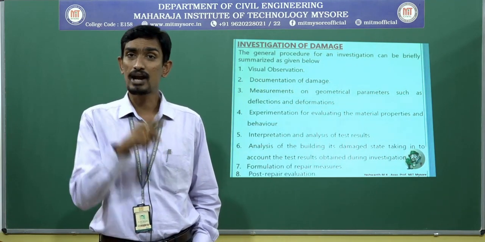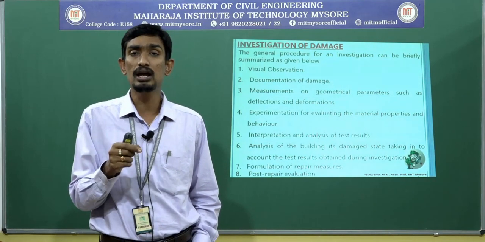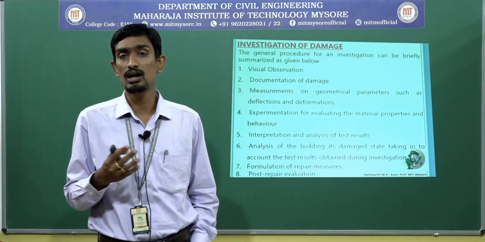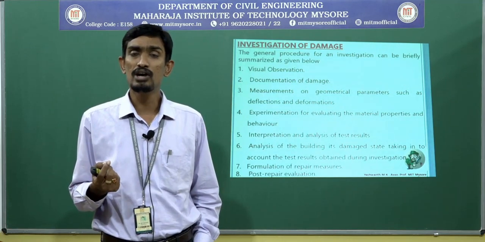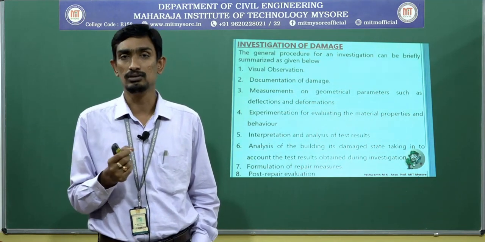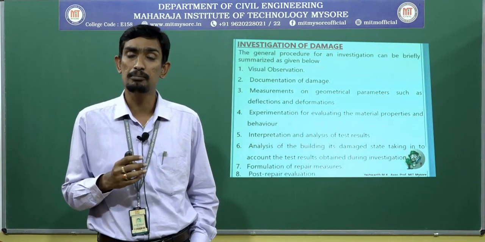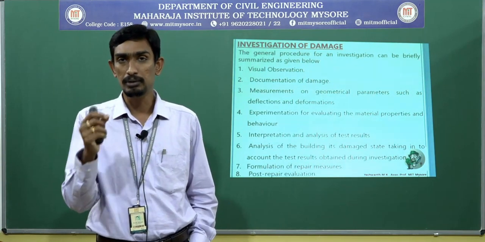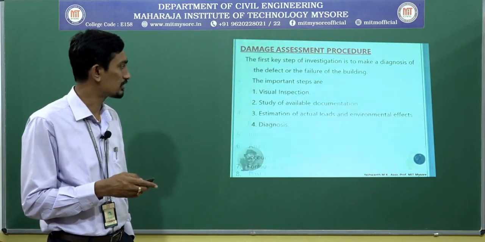But in the case of rapid assessment, what did I do? I observe and immediately come to a conclusion. In this case, I cannot do that, or there is no necessity to do that. What we are going to do here is physically observe the entire building: what has happened to the building, or what damages have happened to it. So that is the visual observation of the entire building. That is the first step we are going to do.